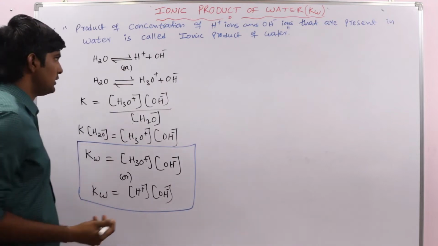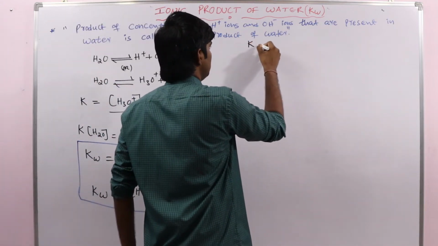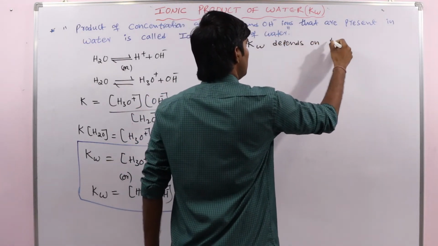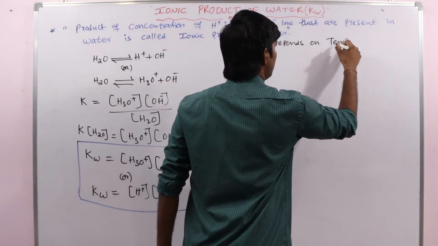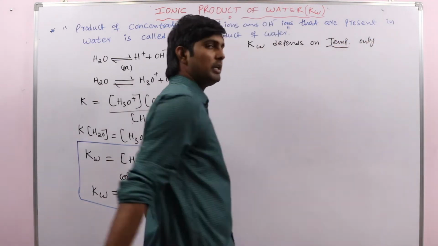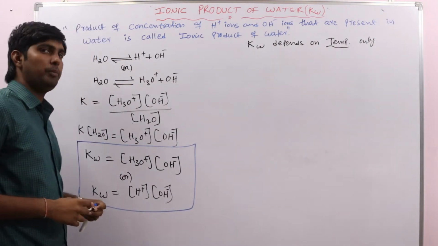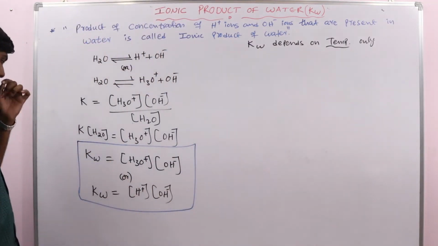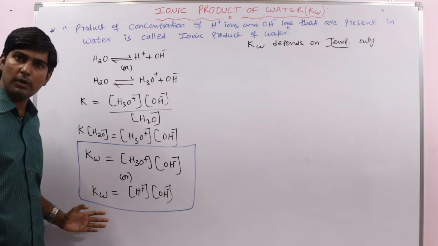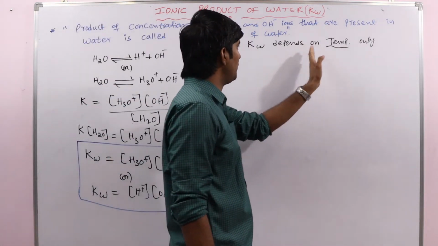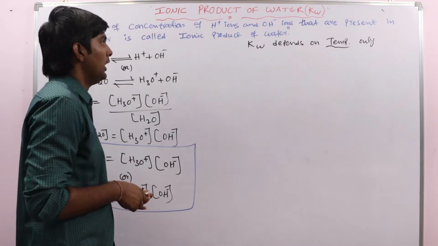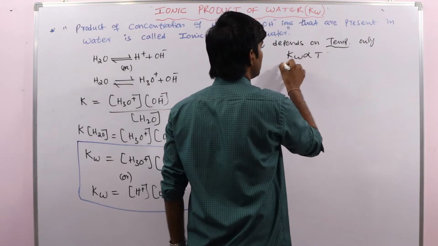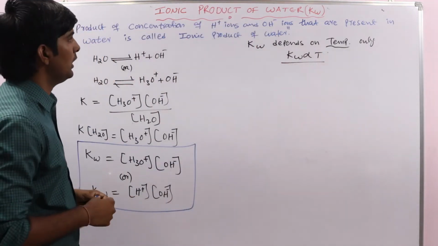Now see this one, Kw depends on temperature only. Yes or no? Already we discussed it in chemical equilibrium: the numerical value of the equilibrium constant depends on the temperature. So Kw is also one type of equilibrium constant. Kw depends on temperature only, and Kw is directly proportional to temperature.